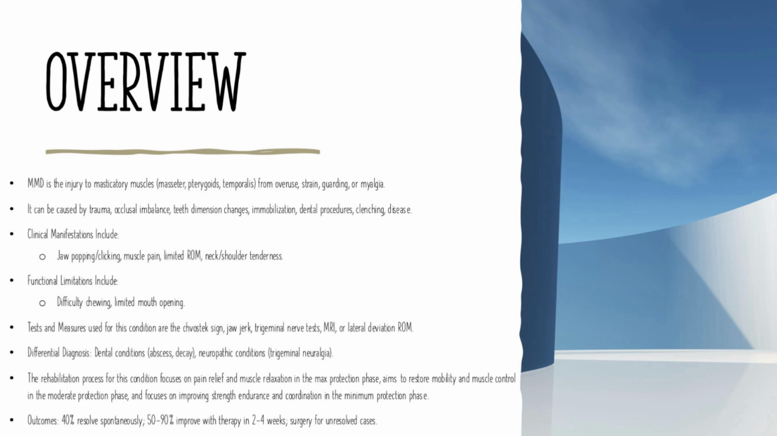The tests and measures that are used for this condition are the Chvostek sign, the testing of the trigeminal nerve, MRI, or even doing lateral deviation range of motion. Differential diagnosis includes the dental abscess or the trigeminal neuralgia. The rehab process for this condition focuses on pain and muscle relaxation in the maximum protection phase. It aims to restore mobility and muscle control in the moderate protection phase, and focuses on improving strength, endurance, and coordination in the minimum protection phase. And outcomes are 40% resolve spontaneously, 50 to 90% improve within 2 to 4 weeks of therapy, and if the conservative treatment does not work, surgery will be used for unresolved cases.